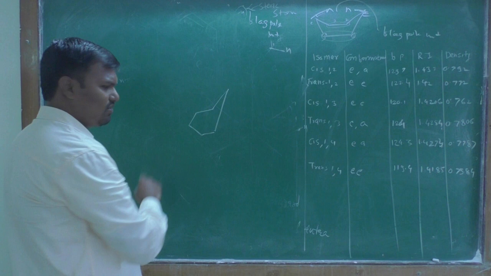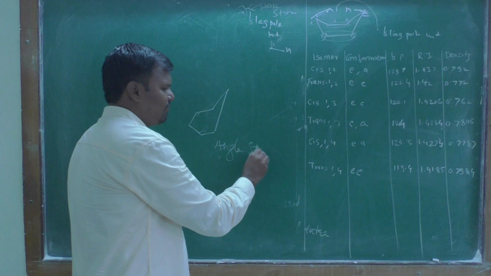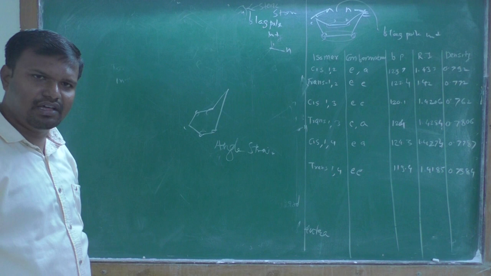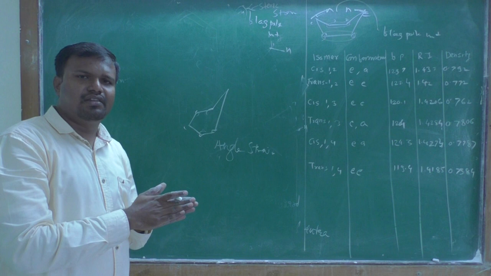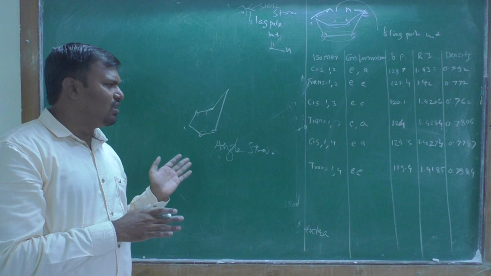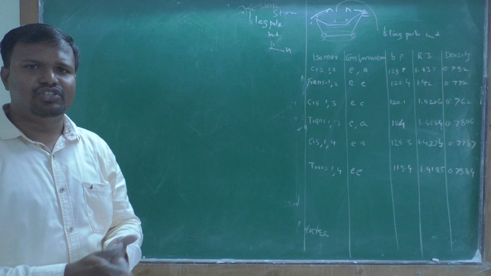In this case, the bond angle changes from 109 to something else. Therefore, the angle strain is more in this case. And also there is carbon-carbon overlapping; the five carbons are planar. That's why there is interaction, crowding, and also more angle strain. That's why the half chair is more unstable than all the other conformations of cyclohexane. Okay, this is all about cyclohexane.